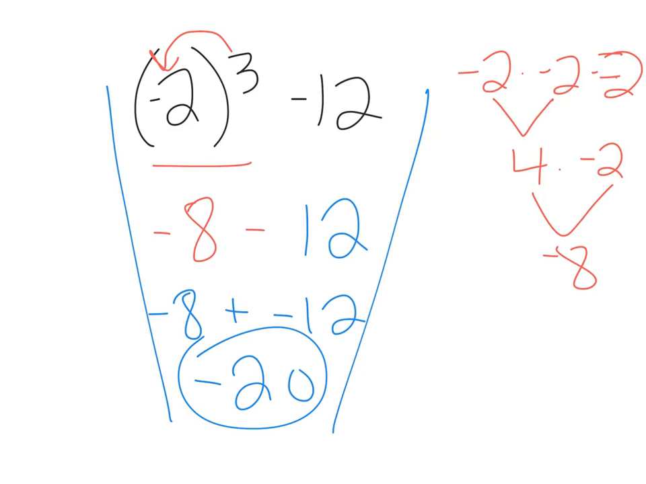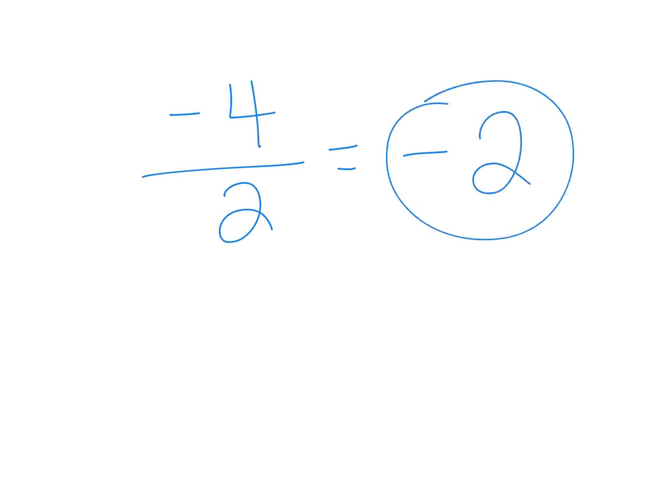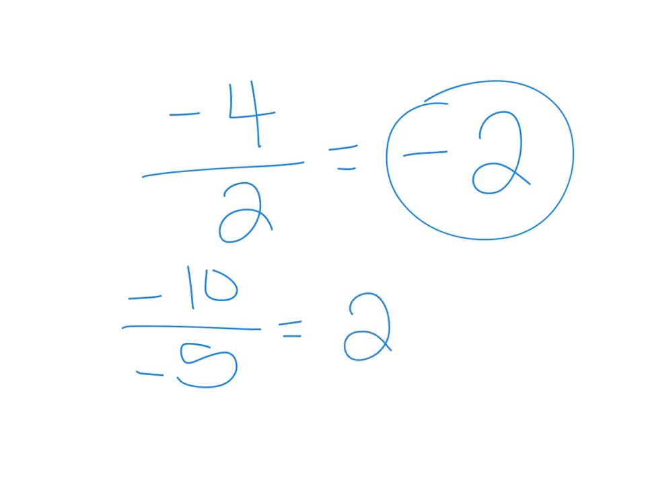One other thing I wanted to show you: remember, if things are written as a fraction, so if we have -4/2, think about that. We have one negative, so our answer is going to be negative. 4 divided by 2 is 2, so that's going to be -2. So think about if you have -10/-5, that's 2 negatives, so that's going to end up being +2.